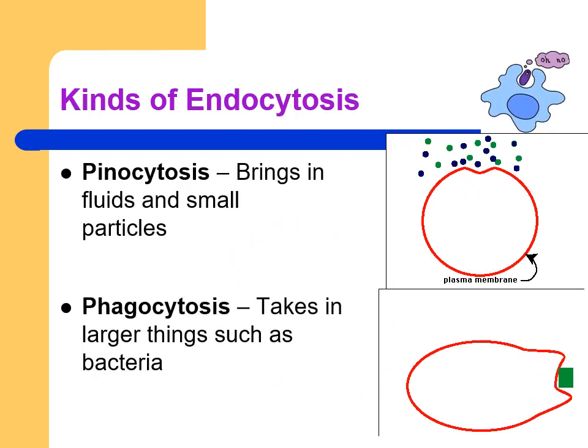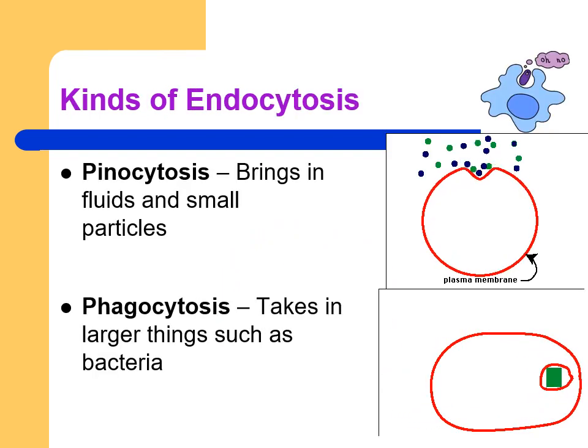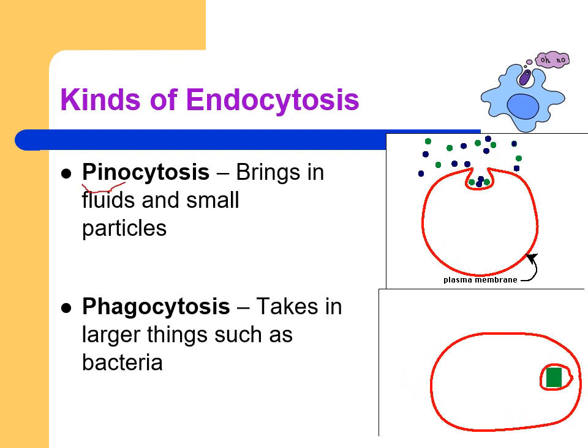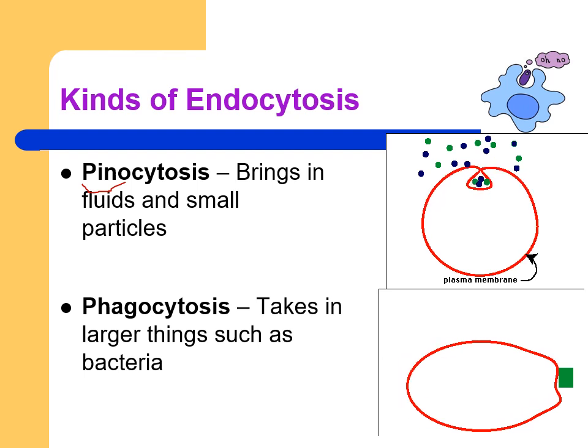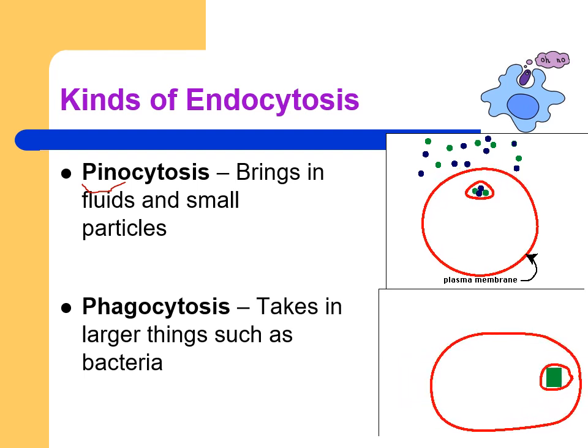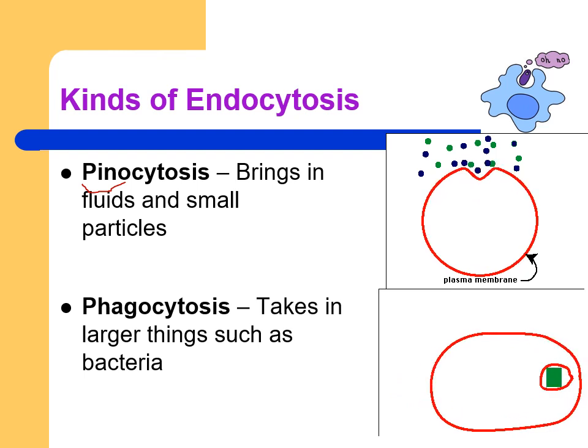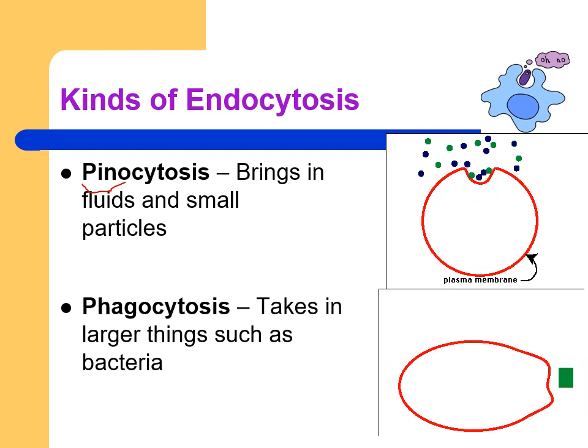There are two kinds of endocytosis. There is pinocytosis, think small like the head of a pin. Pinocytosis takes a big gulp of small stuff that is outside of the cell. Could be nutrients, could be water, whatever is out here, it's going to take a little small gulp of it.